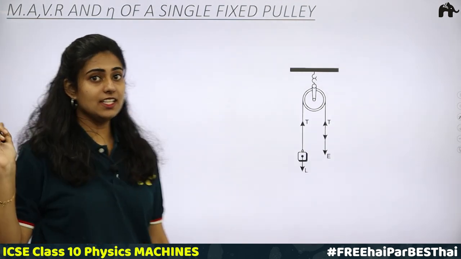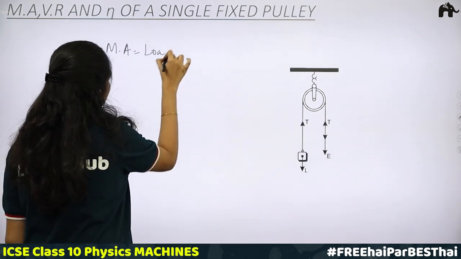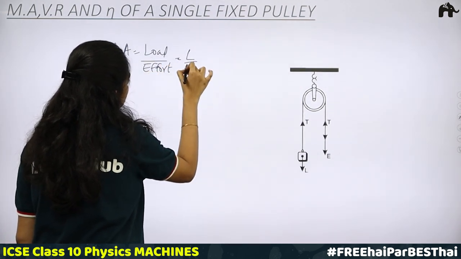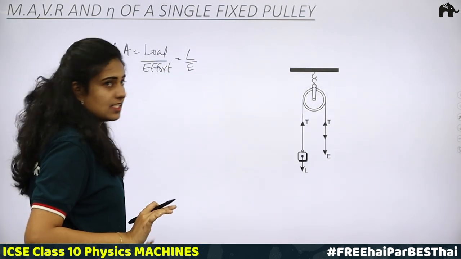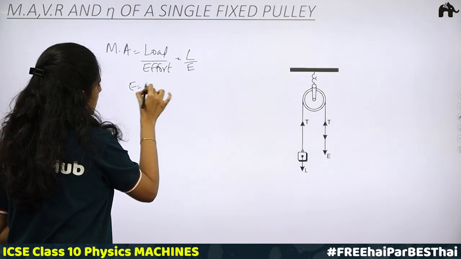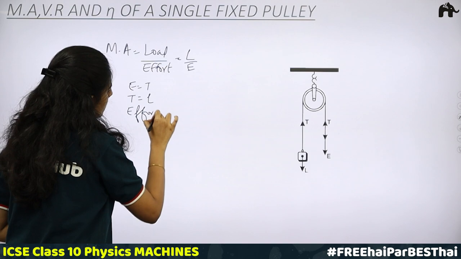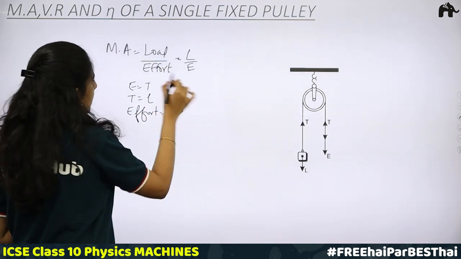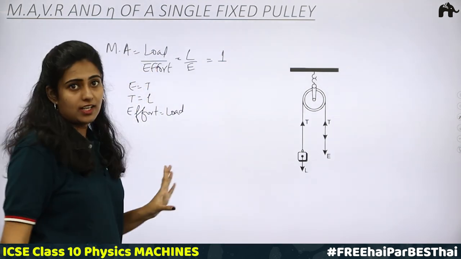Next, let us see how to calculate the mechanical advantage, velocity ratio and the efficiency of a single fixed pulley. We have studied these terms. What was mechanical advantage? Mechanical advantage is equal to load divided by effort. It is the ratio of load and effort. Here, effort is equal to tension and tension is equal to load. Therefore, effort is equal to load. When effort and load become equal, mechanical advantage is equal to 1. The value of mechanical advantage is 1.